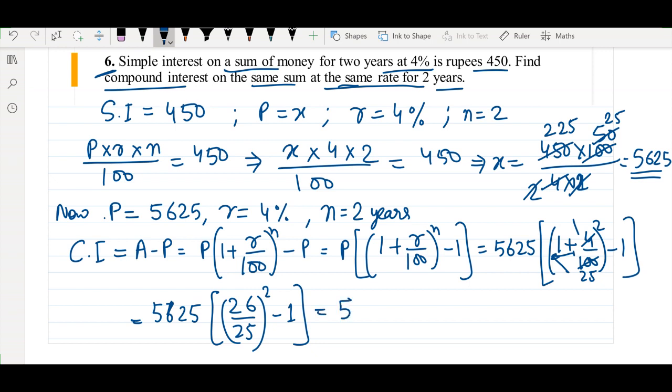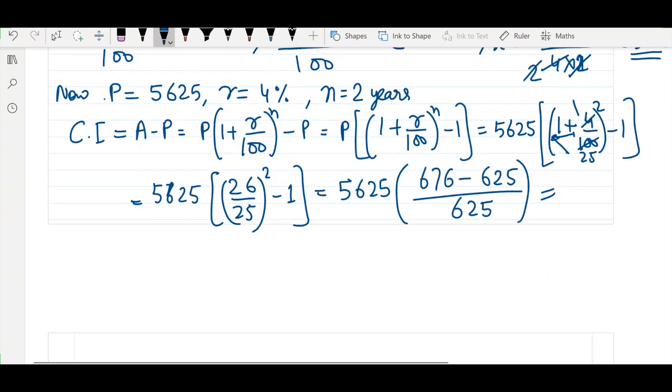So let's simplify it. 5625 into 26 square. 26 square is 676, and then 25 square is 625, upon 625. Then we got it as 5625 multiplied by 676 minus 625, that is 51, upon 625. So we will simplify it.